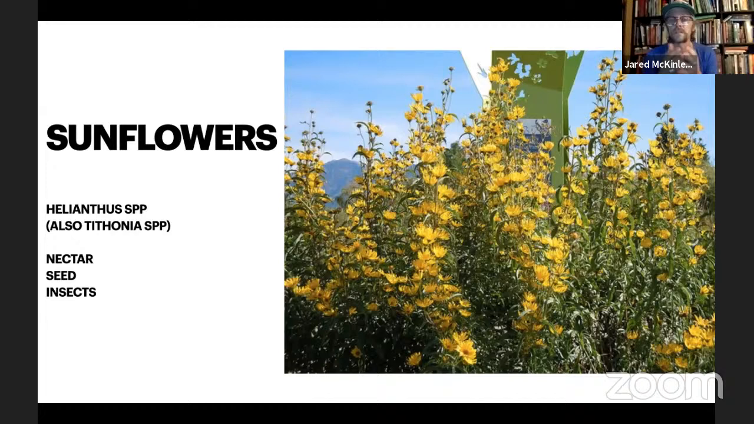You could grow the sunchoke. The sunchoke is not really native to our area, but it's a great garden plant. You can grow them for the roots that people eat, but it's a sunflower, and so it does the same thing. The flowers are nectar rich, which attract all kinds of insects, which attract insectivorous birds. But then when they go to seed, you get the birds that hang out and eat the seed. So there's also Tithonia, which is the tree sunflower.